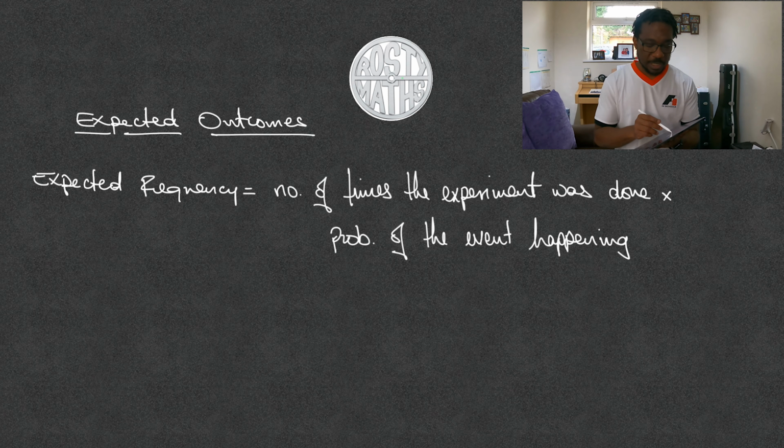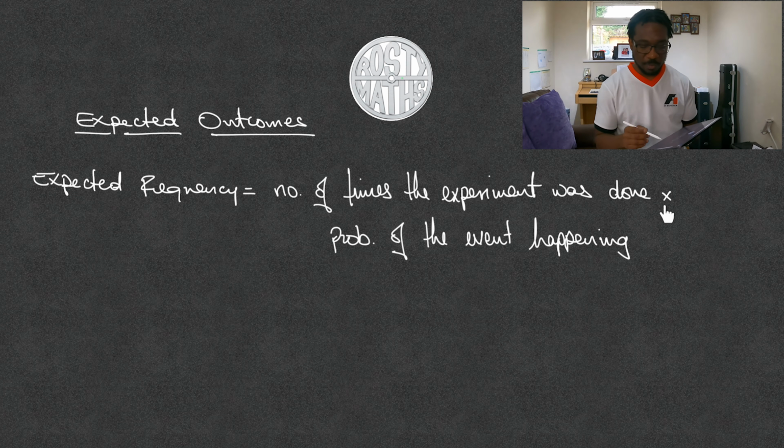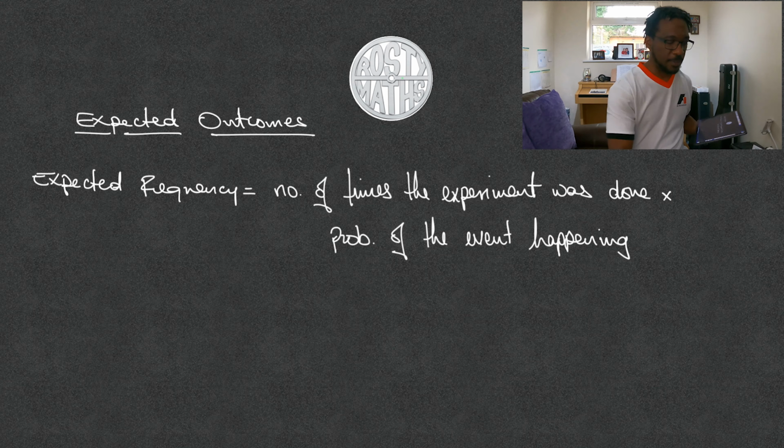Let's define it. Expected frequency is equal to the number of times the experiment was done. So for example, when I was rolling my die, I rolled it 60 times. It was done 60 times, and you multiply that by the probability of that event happening. Now, if this is a fair die, it's not biased, the probability of getting a 3 is 1/6, because there are 6 faces on here and there's only 1 three on here.